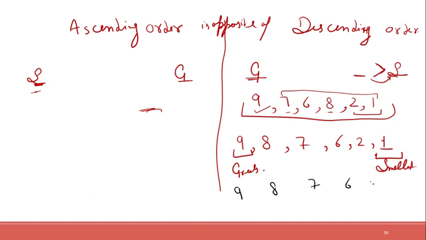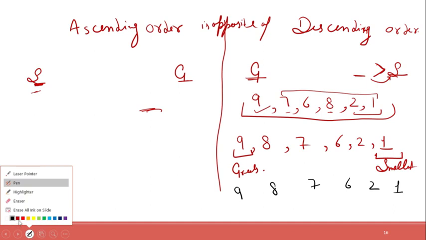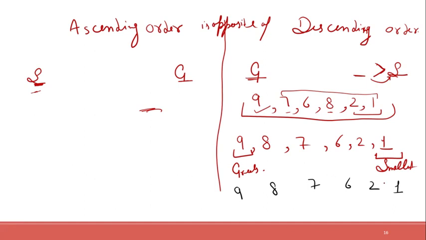Nine, eight, seven, six, two, one, right? So the sign will be like, wait a second. Sign will be like this one. It is pointing towards the smaller number, right? Like this, like this, like this.